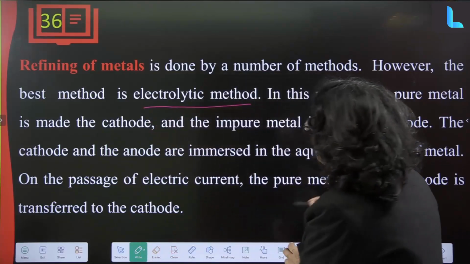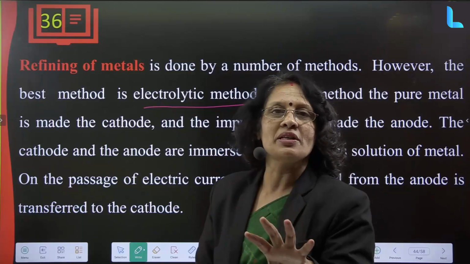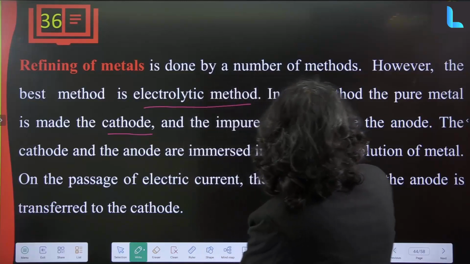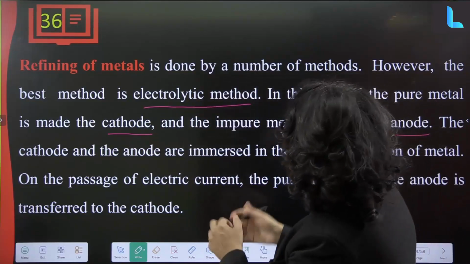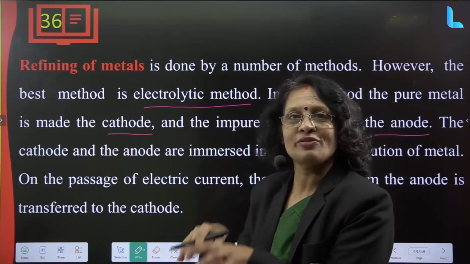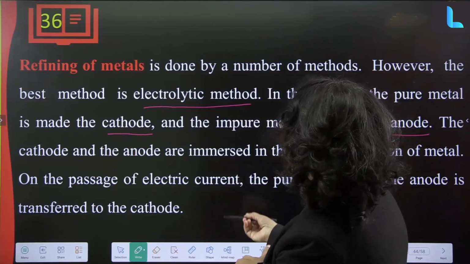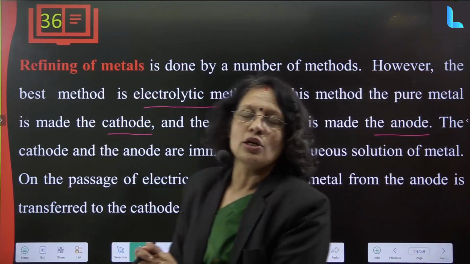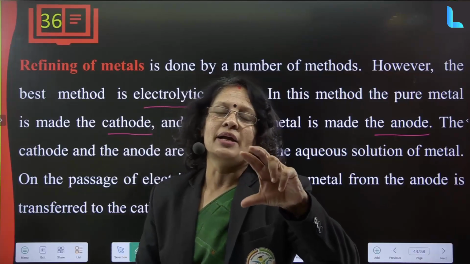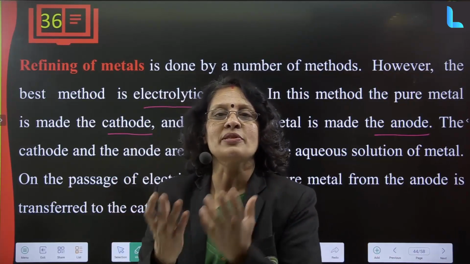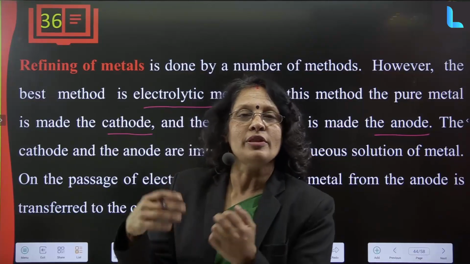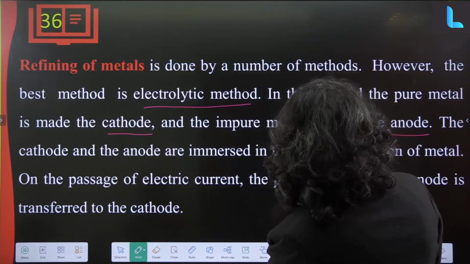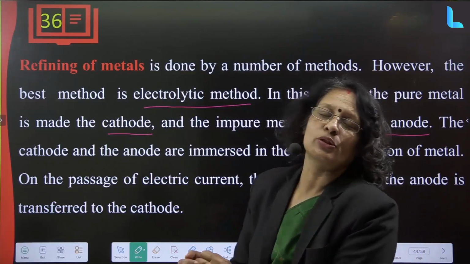In this method the pure metal is made the cathode and the impure metal is made the anode. The cathode and anode are immersed in an aqueous solution of that metal's salt only. For example, if we are doing copper, the pure copper will be an electrode, and impure copper will also be an electrode. Copper sulfate solution is the electrolyte in which they are dipped. When the circuit is completed and electricity is passed, what will happen? On the passage of electric current, the metal from the anode is transferred to the cathode.